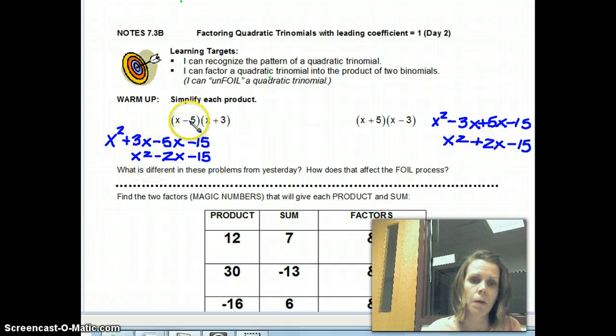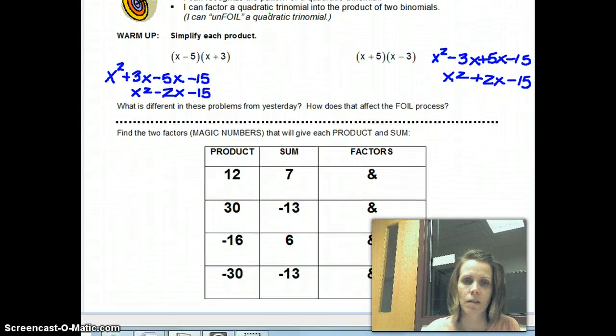So in this problem, our bigger number was negative, so that meant that our middle term was negative. Over here, our bigger term was positive, so that made our middle term positive. If you can remember that, that's going to help you with your factoring today, okay? So let's get down to business here.